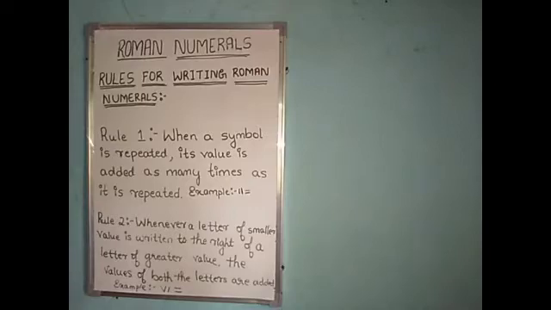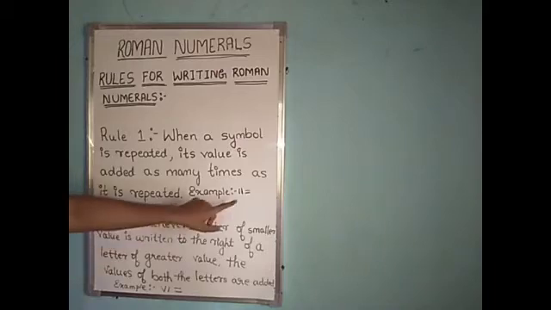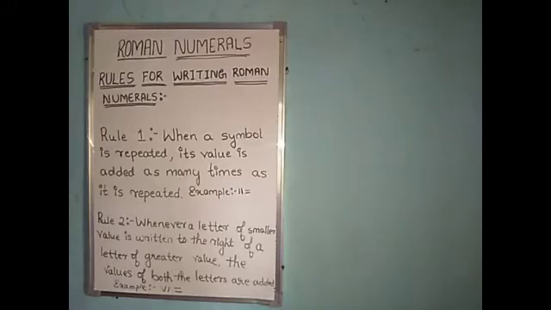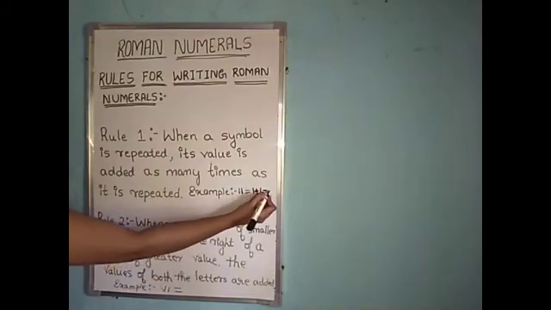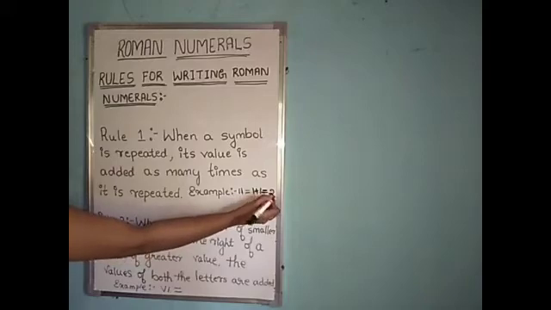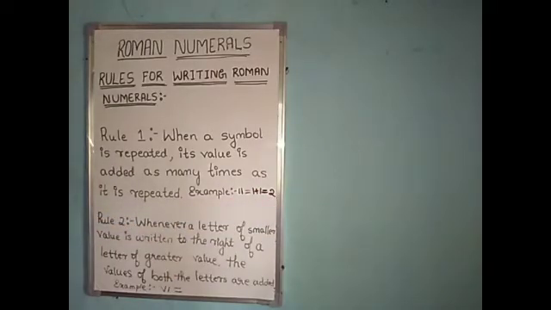What is the first rule? When a symbol is repeated, its value is added as many times as it is repeated. For example, here I is repeated 2 times. So, what we have to do? We have to add the numeric value of I 2 times. So, we have to add 1 2 times. 1 plus 1 is equal to 2. So this is the first rule.